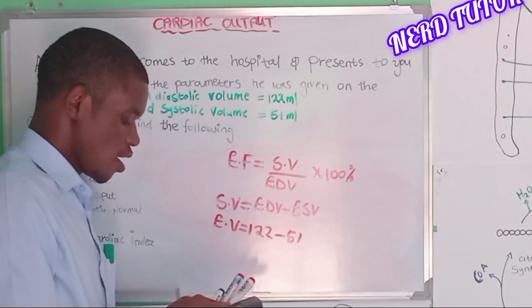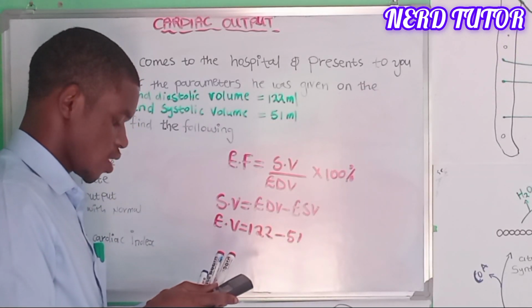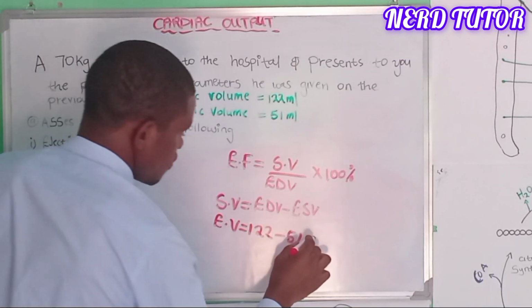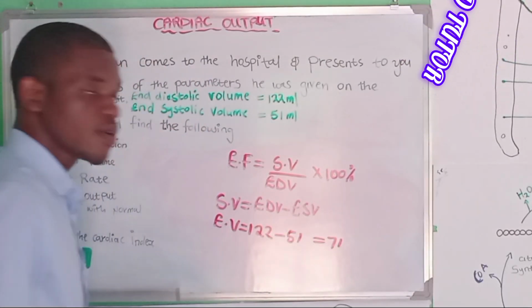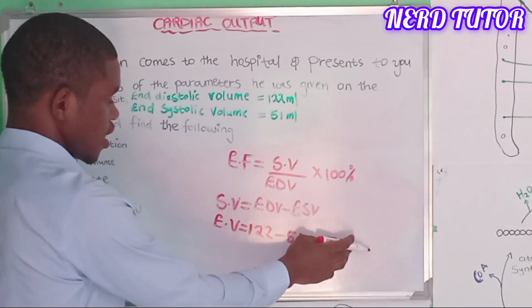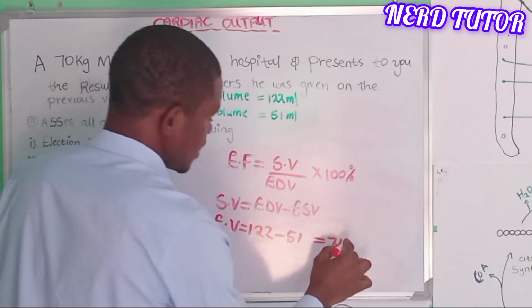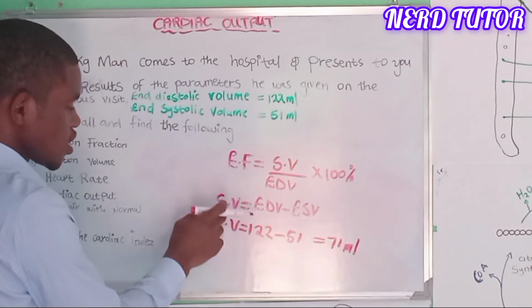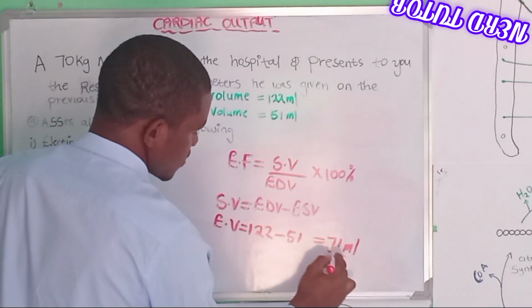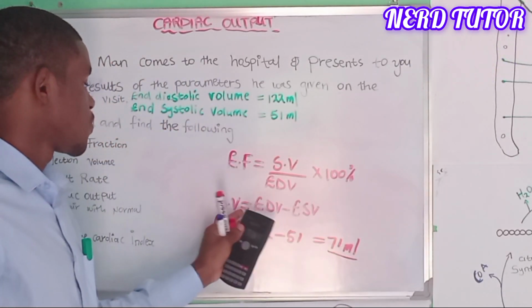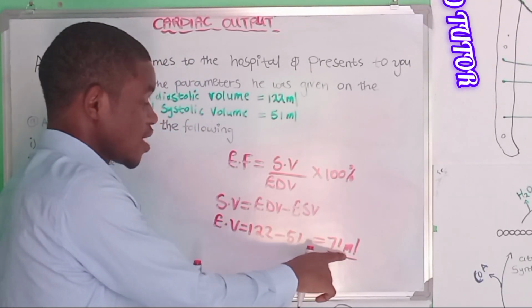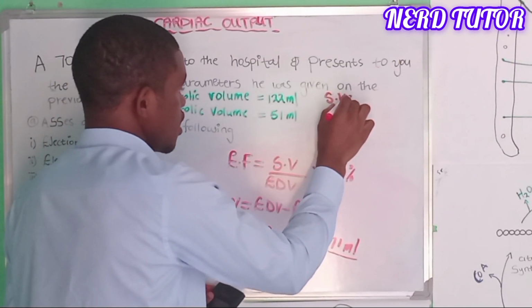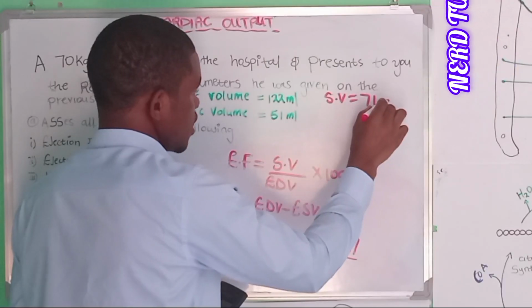Let us now solve together. Let us punch it in: 122 minus 51, I'm getting 71. 71 what? You have to put units here, you are a doctor. 71 milliliters. So this is the ejection volume or the stroke volume, given in milliliters. We have solved for stroke volume, so let us put this parameter here: the stroke volume is equal to 71 milliliters.